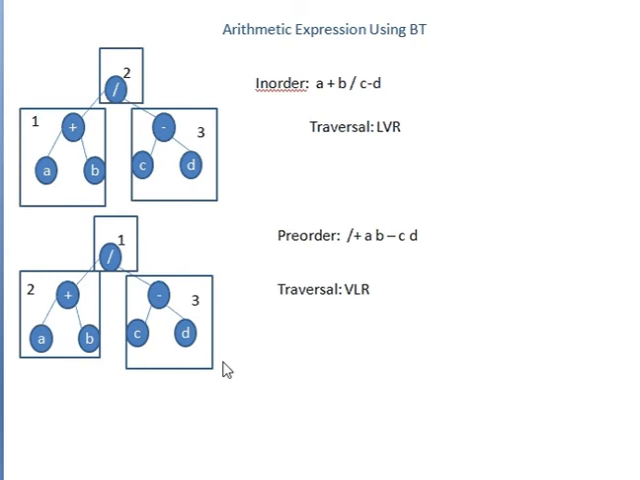Then visit the right subtree, again following root, left, and right. So root minus, left C, right D. So ultimately we'll be getting this expression. So the traversal method is VLR: visit, left, right. Visit means node, root.